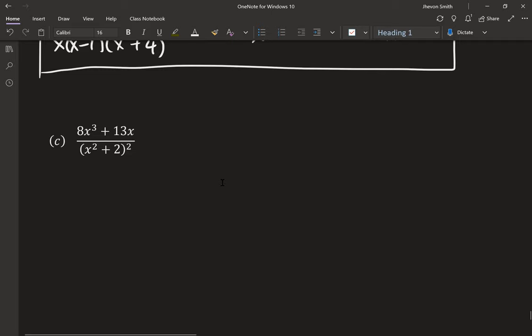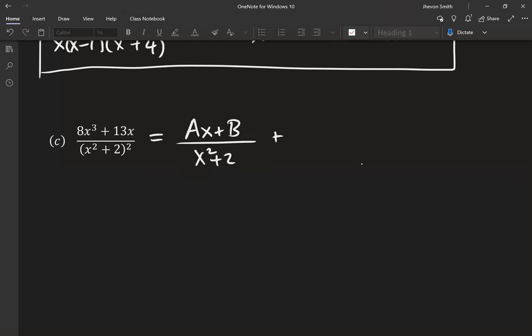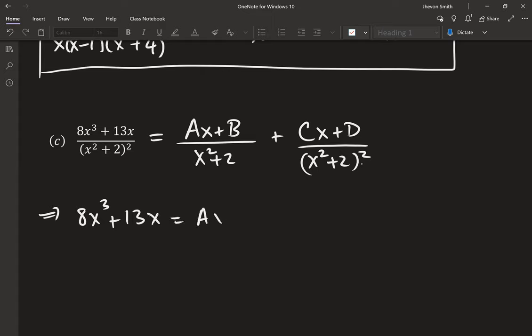So say we had this one. Here, again, it's in the right form to do partial fractions. We can immediately start breaking this up because it is fully factored in the denominator. So this is going to look like ax plus b over x squared plus 2, plus cx plus d over x squared plus 2 squared. This means I would have 8x cubed plus 13x is equal to ax plus b times x squared plus 2, plus cx plus d.